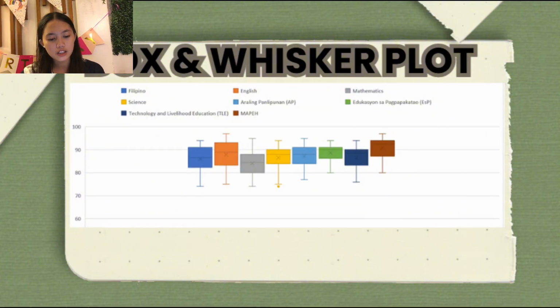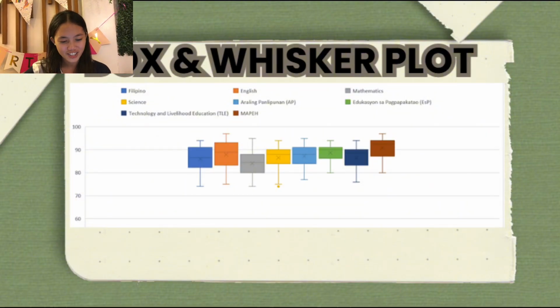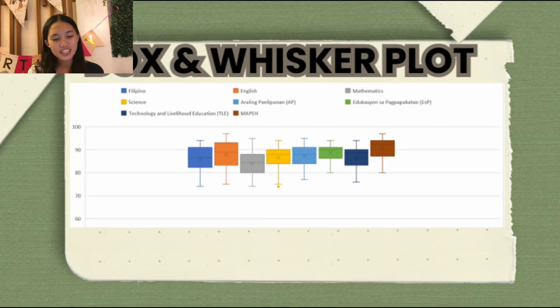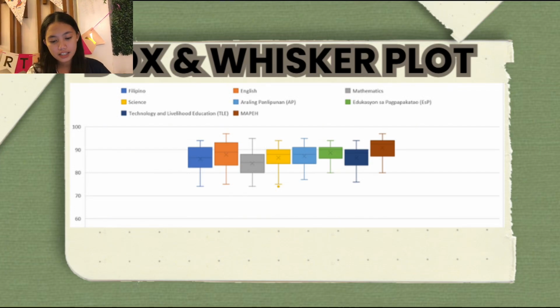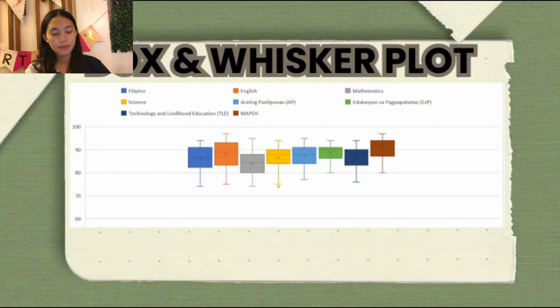So next one is Technology and Livelihood Education, or TLE. The median is close to 90, and the IQR is one of the wider boxes, meaning there is more variation in grades. Whiskers extend from 70 to 100, showing that some students struggled more compared to other subjects. So the conclusion is there is a bigger gap in performance in TLE compared to other subjects.